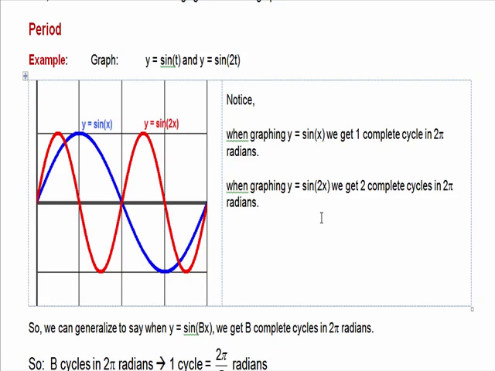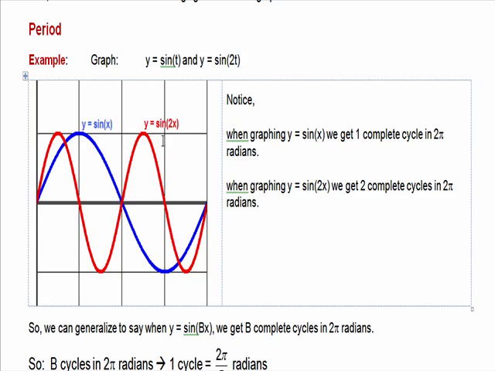So if I graph sine t, remember it intersects the x and y axis at the origin, and it rises, comes back down to the x-axis, falls, and comes back to the x-axis, and it does that in 2 pi radians or 360 degrees.